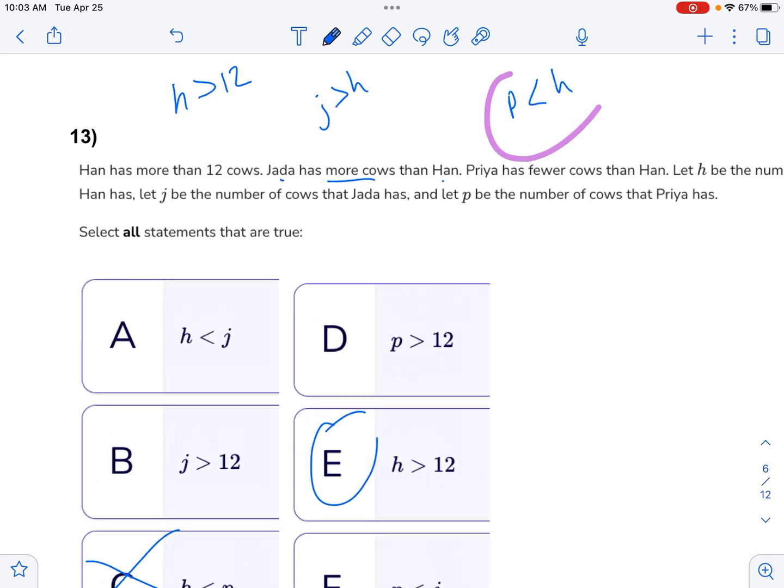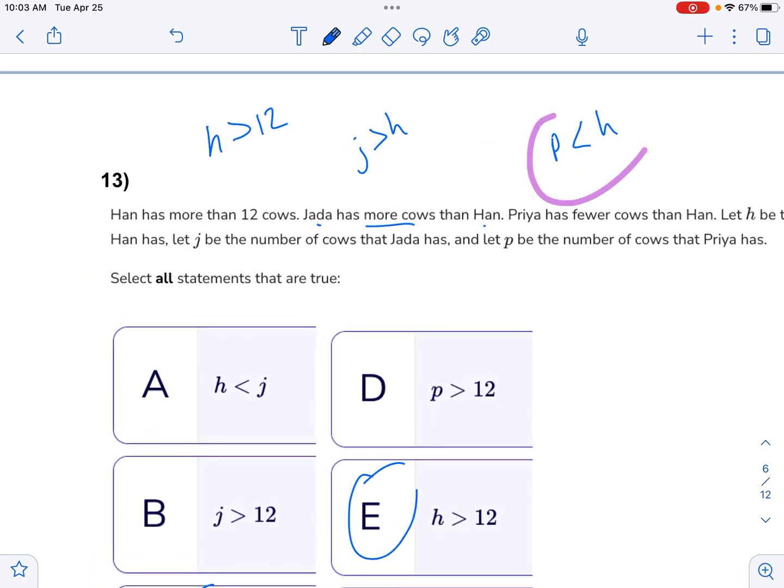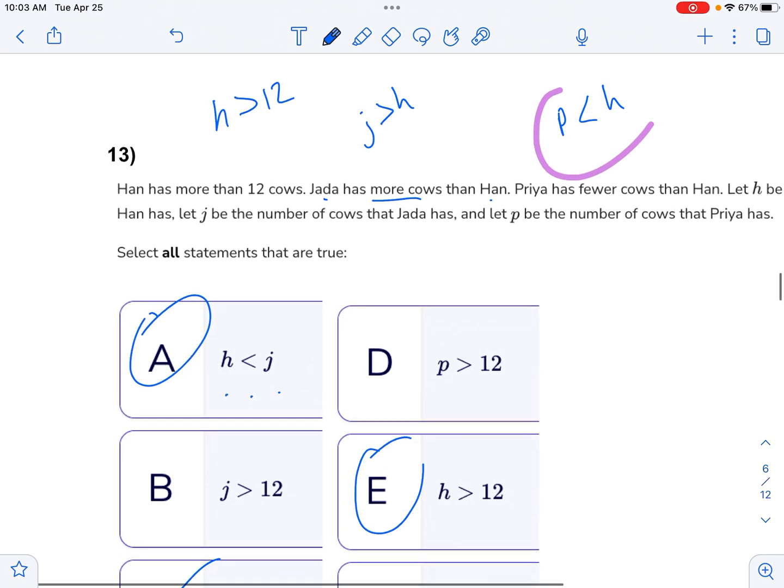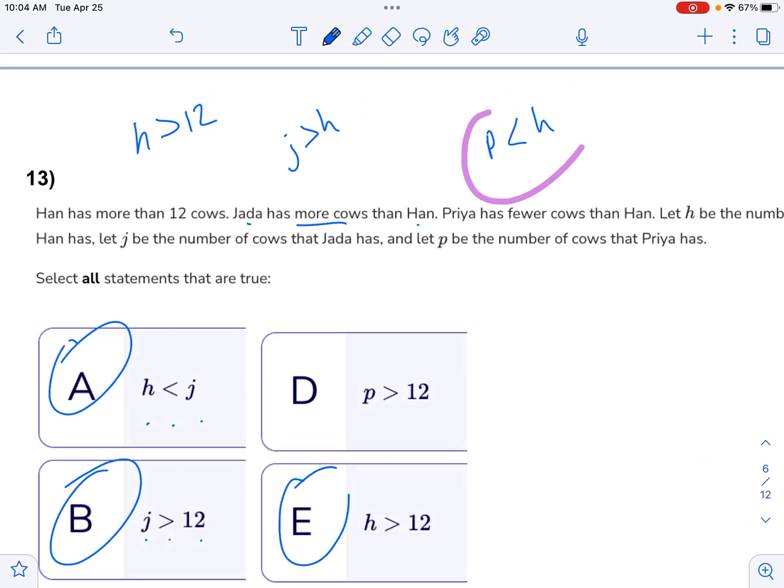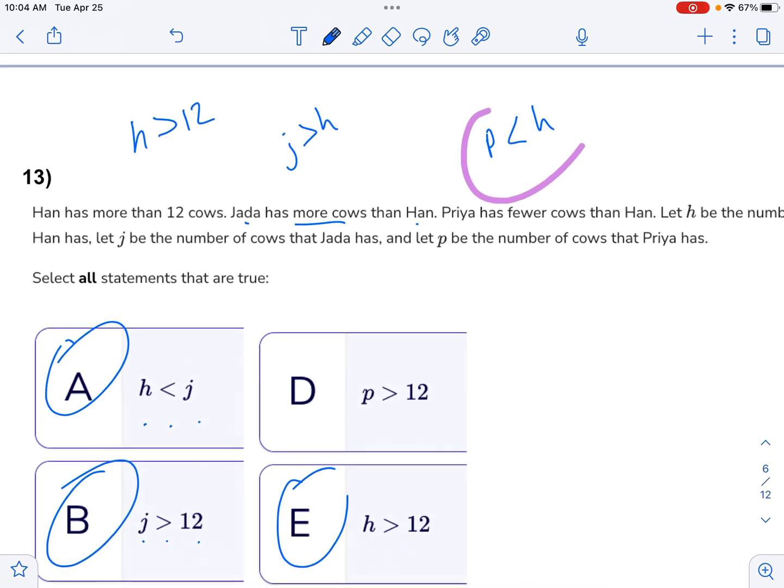Okay, let's check some of these other ones. Does Han have fewer cows than Jada? Well, yeah, because Jada has more than Han, so that is true. Does Jada have more than 12 cows? Well, Jada has more than Han, right? And Han has more than 12, so Jada's definitely going to have more than 12. That is true. Priya has greater than 12. Well, Priya has less than Han, and Han has 12, so no.